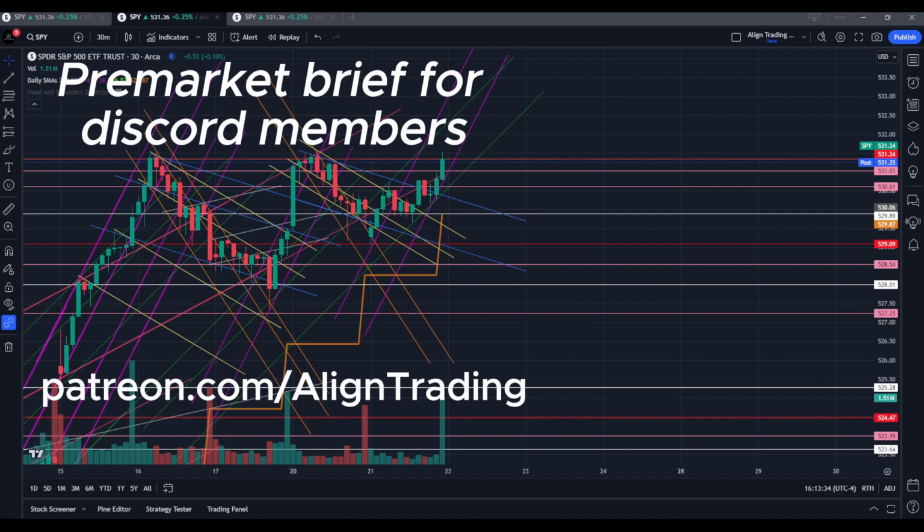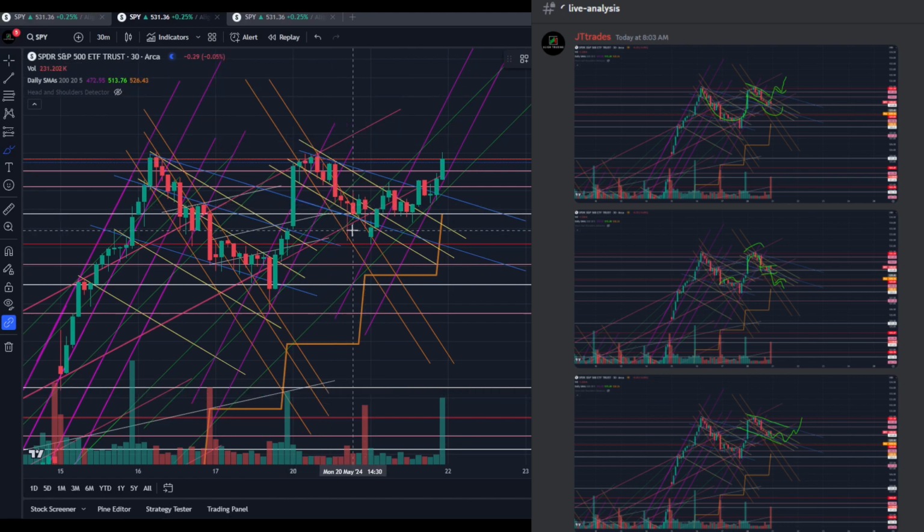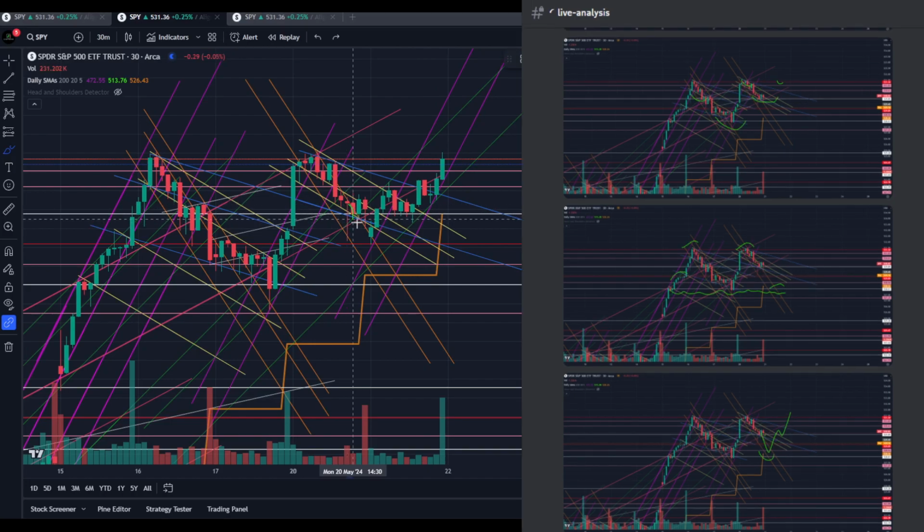So first thing we have here in the morning in the pre-market brief for Discord members is I mentioned that we are going to be watching for this inverse head and shoulder that we have right here, as well as this cup and possible handle that we want to see if we're going to break out. Same thing right here. If we had a possible dip, which we did, and then a recovery, look for that shoulder within this blue algorithm right here.